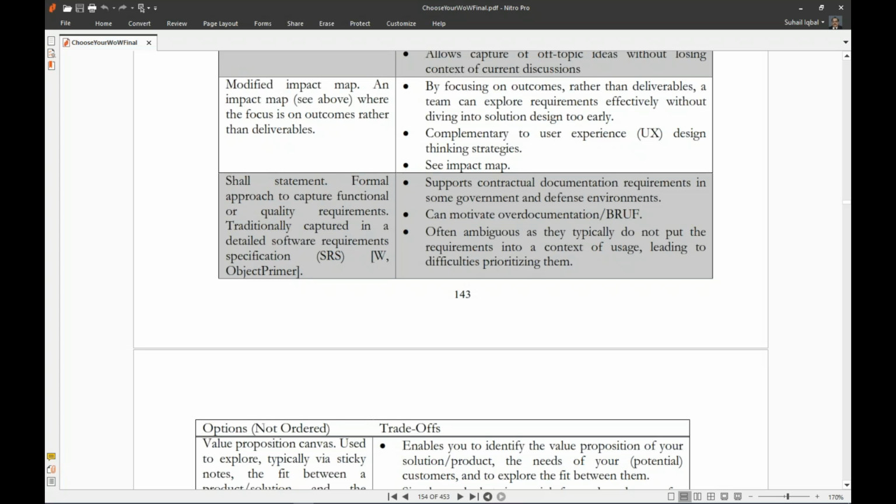Then we have got trade-offs: can motivate over-documentation, BRUF, often ambiguous as they typically do not put the foot down.